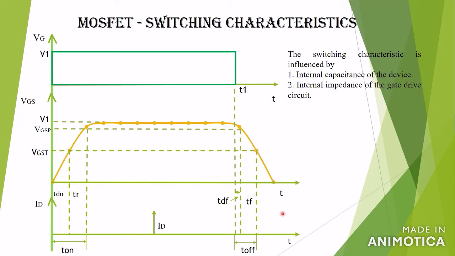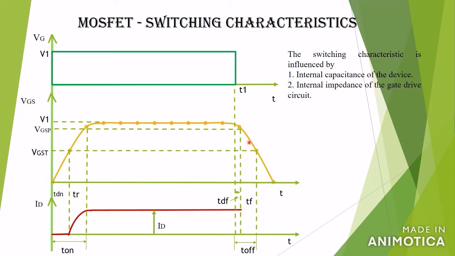At the same time, this drain current will also vary accordingly. Initially during the delay time, when the voltage is below this threshold value, no current will flow through the device, so this drain current will be 0. During this time interval, that is during rise time, when the voltage starts increasing from VGST, this drain current also rises up. Once the device is turned on completely, the current through the device will be equal to ID. ID is the maximum current flowing through the device under on state.